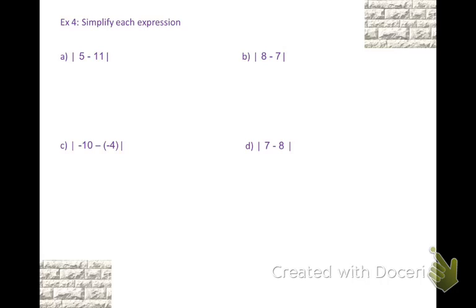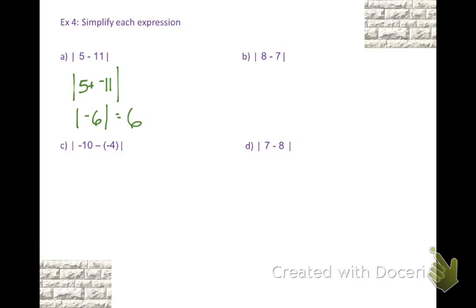So you're going to do the absolute value signs are kind of like brackets. So you're going to do what's inside the absolute value first. So 5 minus 11 is 5 plus negative 11. They're opposite signs, so we're going to subtract them. So it's going to be 11 minus 5 is 6, but it's a negative 6 because the 11 is bigger. And the absolute value of negative 6 is positive 6.